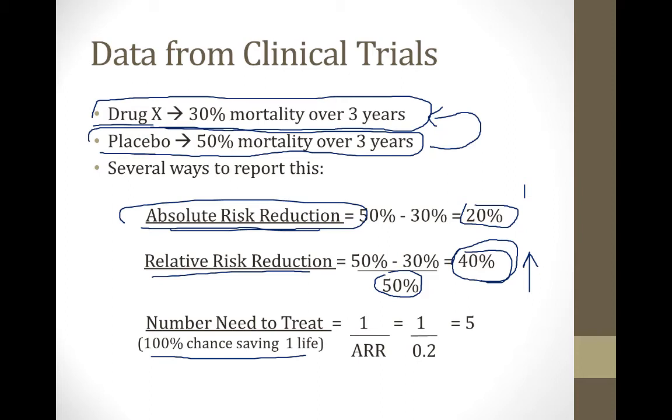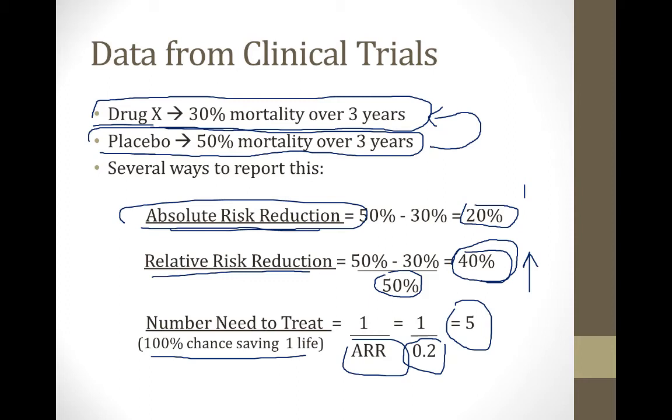And the way you do this mathematically is you take the number 1 and you divide by the absolute risk reduction. So our absolute risk reduction was 20% or 0.2, and 1 over 0.2 is 5. And that means that we would need to treat 5 patients in order to be sure we'd save one life.